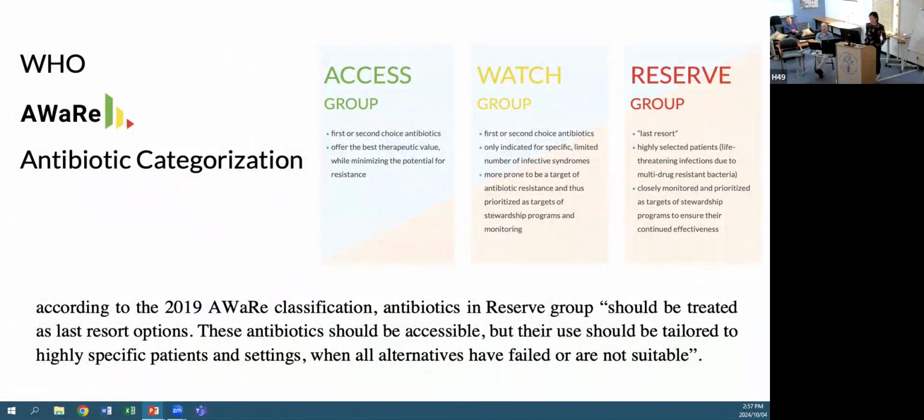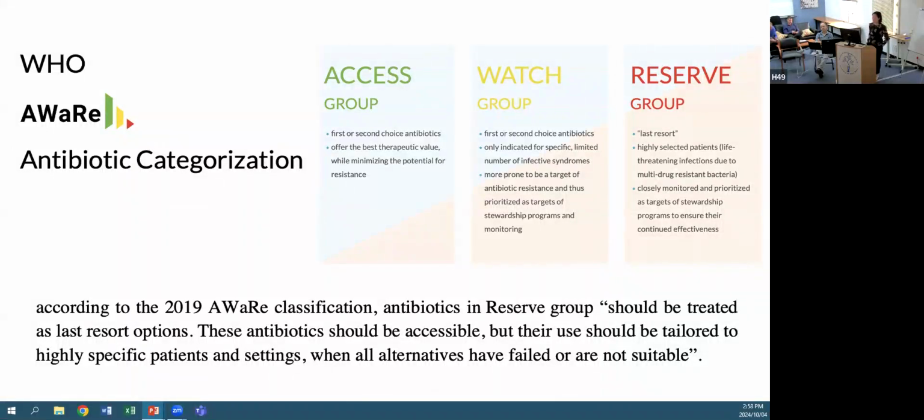Cefiderocol was added to the WHO Essential Medicines list and targets a number of gram-negative WHO priority pathogens. The AWaRe classification groups antibiotics into 3 simple categories. Access antibiotics have narrow spectrum of activity, low cost, a good safety profile, and low risk of selecting for resistance. Watch antibiotics have broader spectrum and are recommended for patients with more severe clinical presentation.